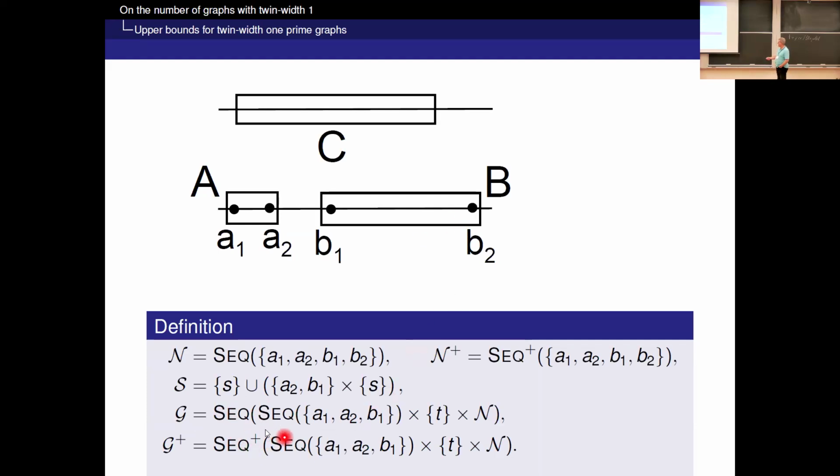It's a sequence of sequences, and the first sequence is using only 3 atoms, namely, say, without loss of generality, the first 3 here. Then there is a single element, an atom, and then there is a generic construction without restrictions. So N for no restrictions, you can use all of those 4 here.